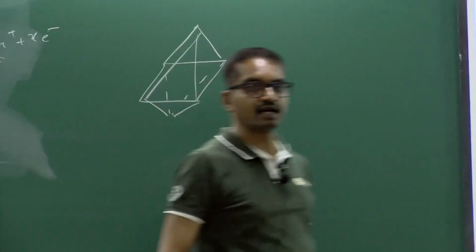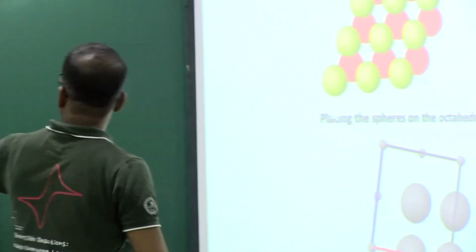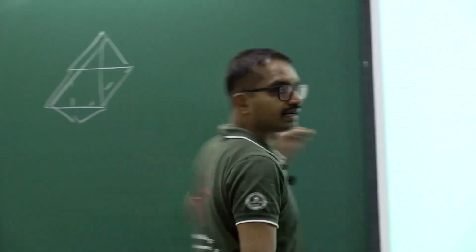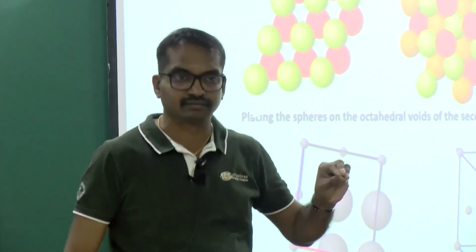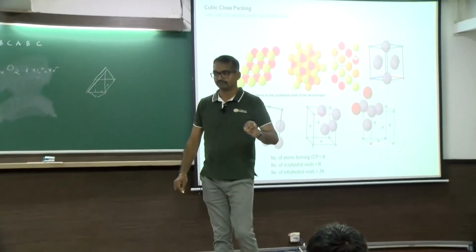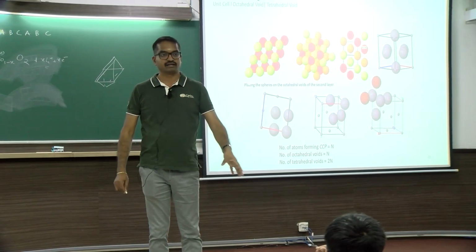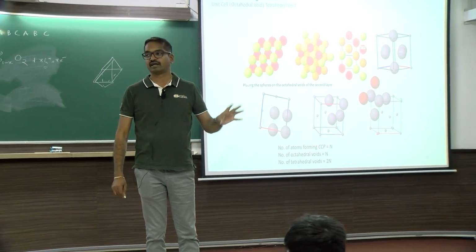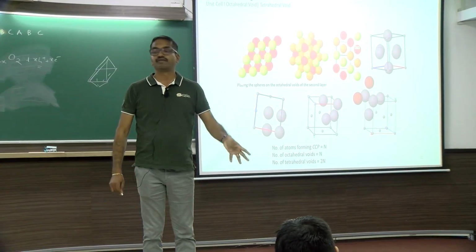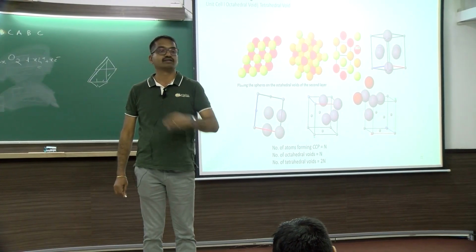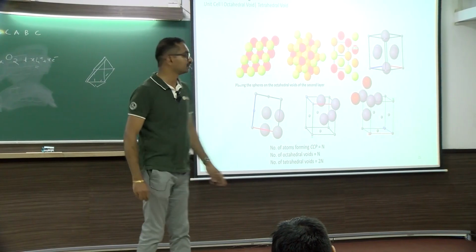Right, you get an octahedron, and in the center of the octahedron what is there? Nothing is there, that is called void. Now, we are going to utilize that void to put something there, a cation. If this lattice is made of anion, then we will throw cation there. If this lattice is made of cation, we will throw anion there, okay.